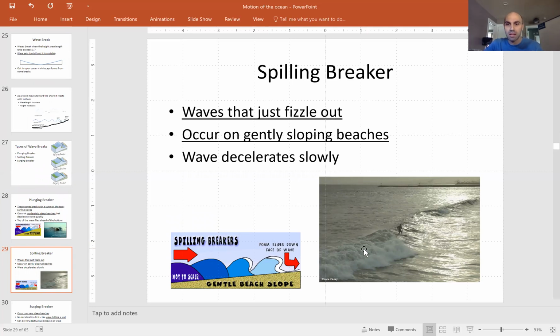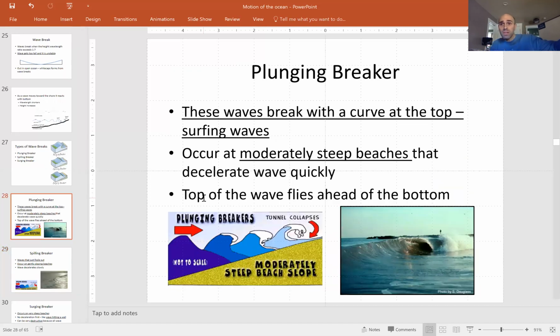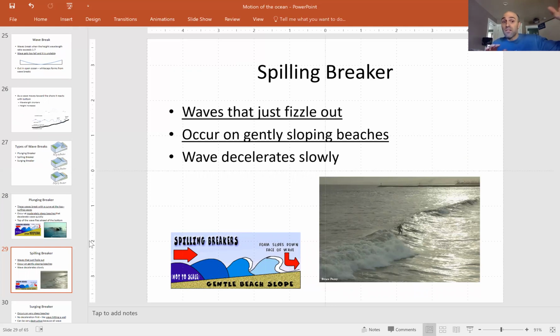A spilling breaker, yep, people also surf, but there's a small white cap at the top and you can see that here, but there's no breaking over itself, okay? So this is like where the previous one, the plunging breaker was like, whoa, what's up, man, hang 10. This one's like, whoa, what's up, man, hang 5. And the next one you'll be like, hang nothing because it's not a surfing wave. So these are spilling breakers. The wave just kind of fizzles out. It occurs on gently sloping beaches and it decreases slowly. So you can see here the wave has time, the bottom and the top kind of catch up in speed, so it doesn't necessarily fall over itself.